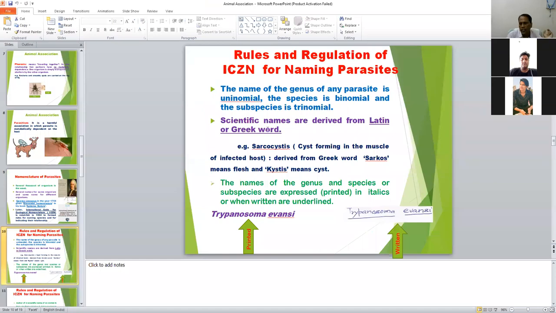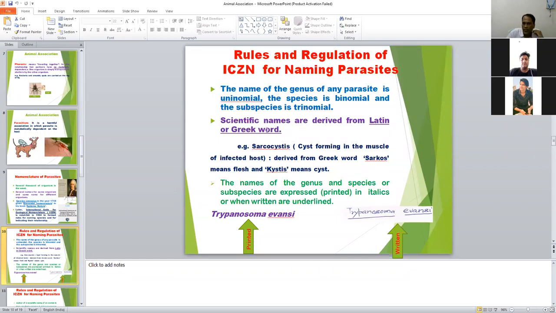The regulation is, first, the genus name, that is uninomial. Second is the binomial, which is a species name, and another is the subspecies name. In binomial nomenclature, the subspecies name is not included. So ICZN proposed the subspecies because the same species cannot be differentiated by binomial nomenclature, but using the subspecies we can differentiate.